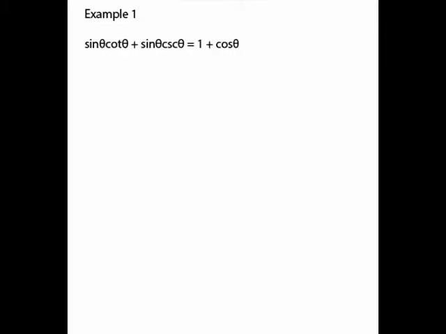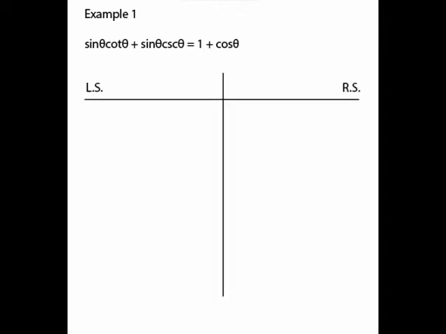For the first example, the question asks you to prove that sine theta times cotangent theta plus sine theta times cosecant theta is equal to 1 plus cos theta. Start by making the left side equals right side chart. Next, fill in the part of the equation to its respective side.